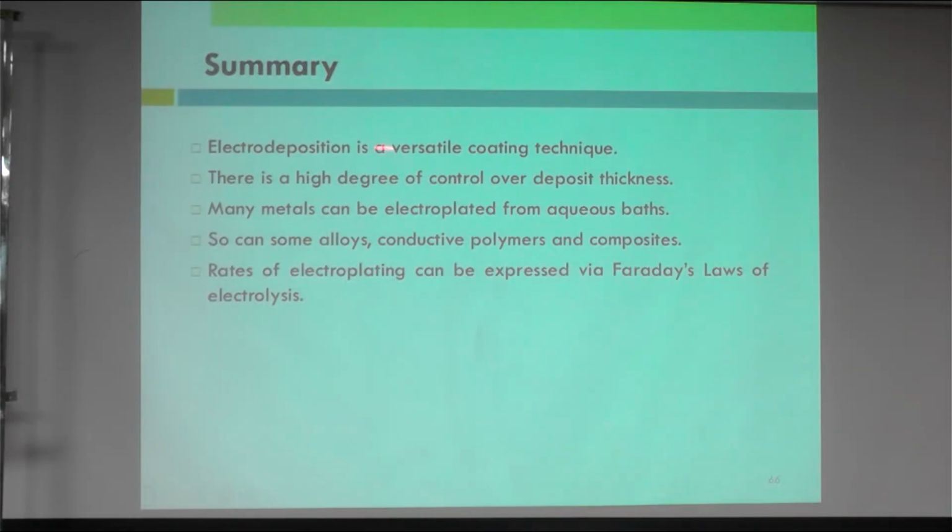In summary, electrodeposition is a good coating technique. There is a high degree of control over deposit thickness, and many metals can be electroplated from an aqueous bath, as can some alloys, conductive polymers and composites. So here, conductive is the keyword; you need to have a conducting surface. The rate of electroplating can be expressed via Faraday's law of electrolysis. So we can calculate in advance, from the current density we use, at what rate it will deposit.